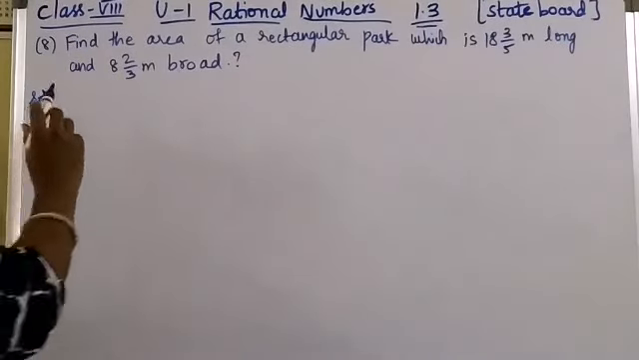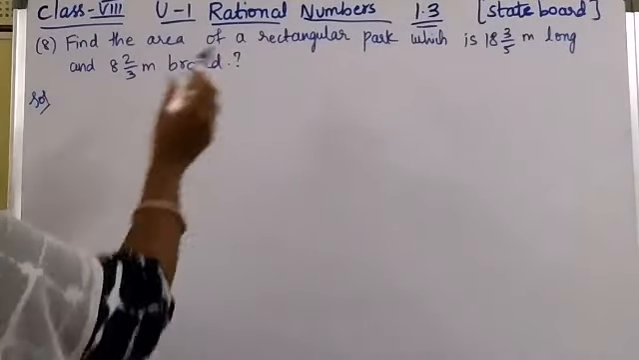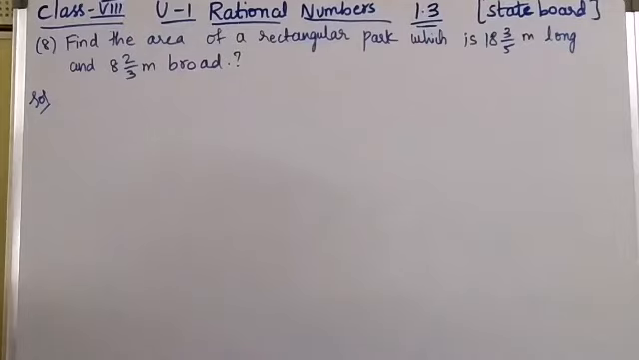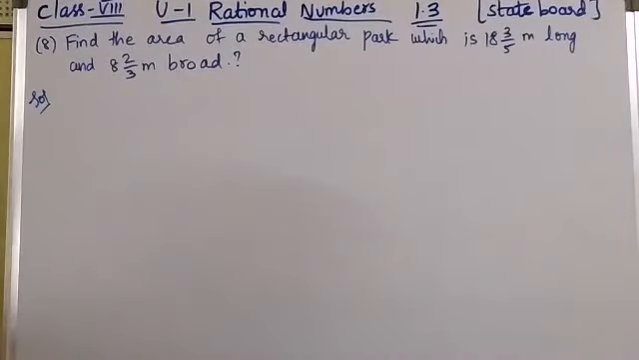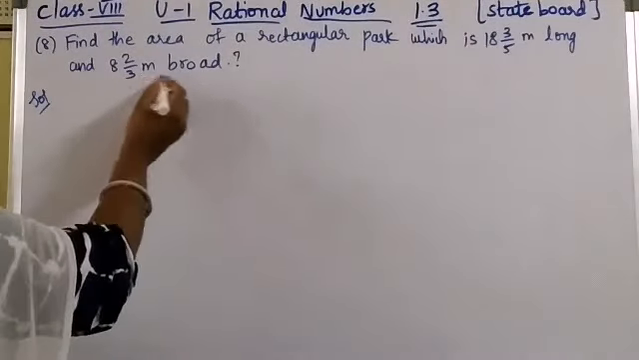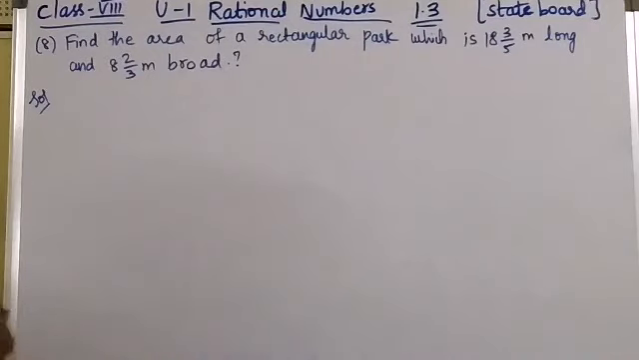Coming to 8th question children. Find the area of a rectangular park. What is the area of a rectangle children? Length into breadth. Which is 18 3/5 meters long. Here long is nothing but length, and 8 2/3 meters broad. Broad is nothing but width.